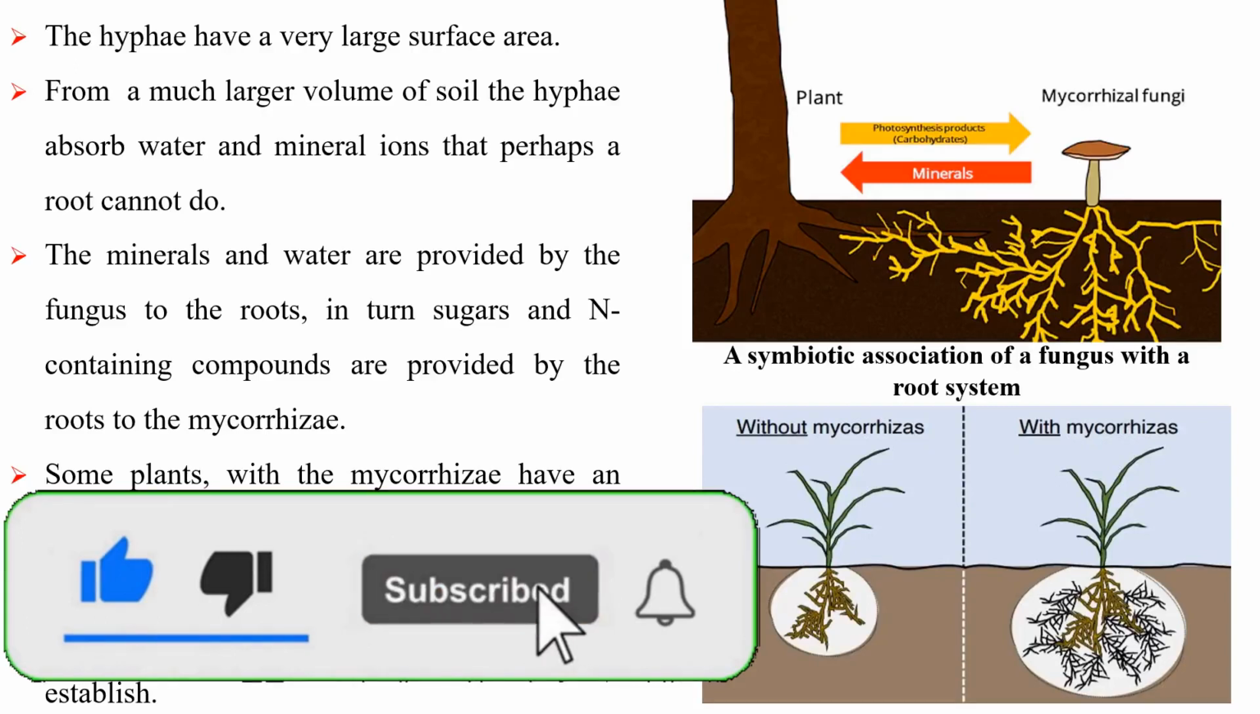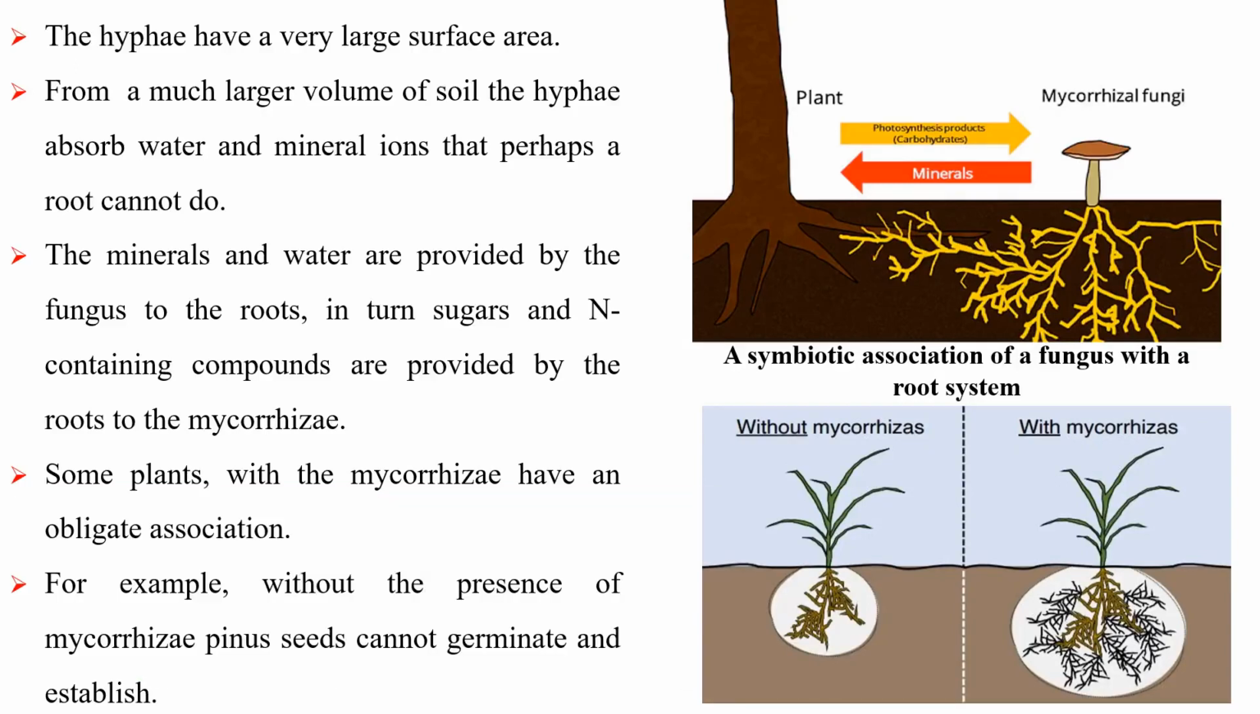Some plants with mycorrhizae have an obligate association. For example, without the presence of mycorrhizae, Pinus seeds cannot germinate and establish.